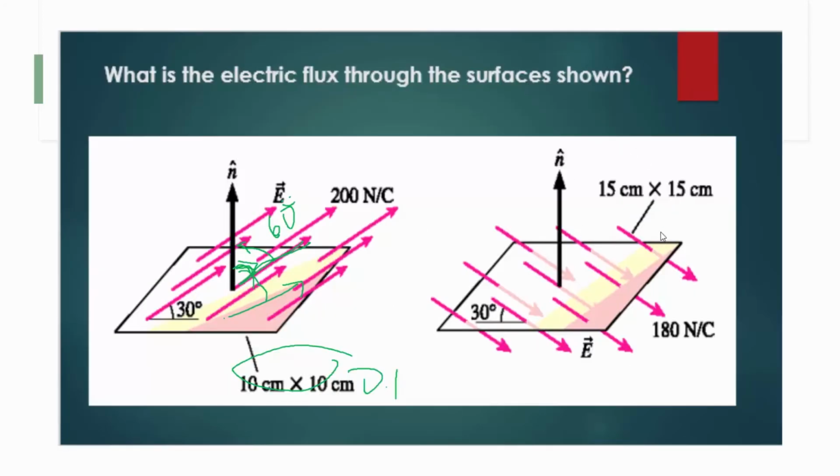Next naman is, ito naman, 15 by 15 cm. So that's 0.15 meters. So yun palang, convert yun na. Huwag nyo nakalimutan yan. 180 newtons per coulomb and determine the angle. So yun, start ka dito sa electric field, dito tayo. And ito yung angle.